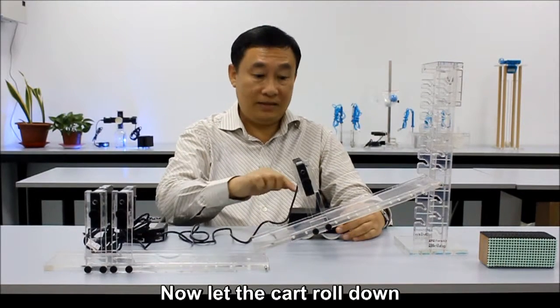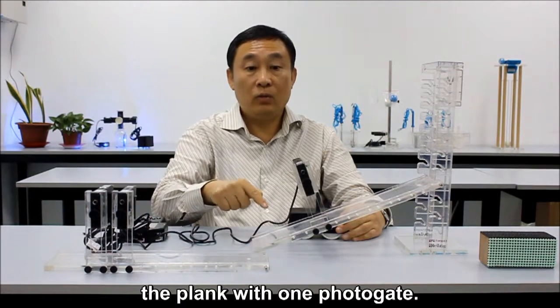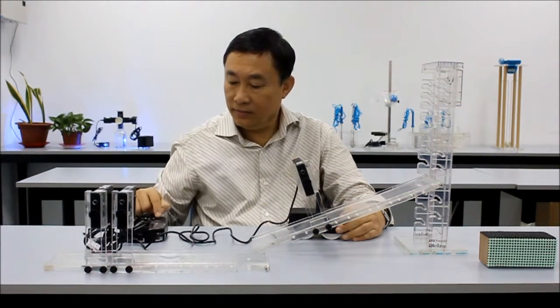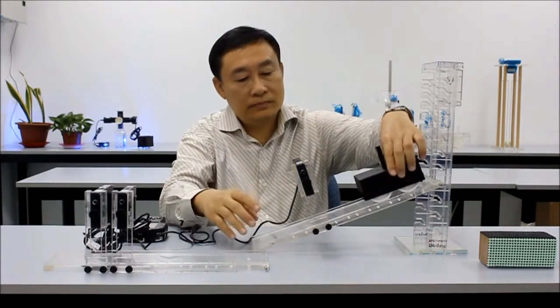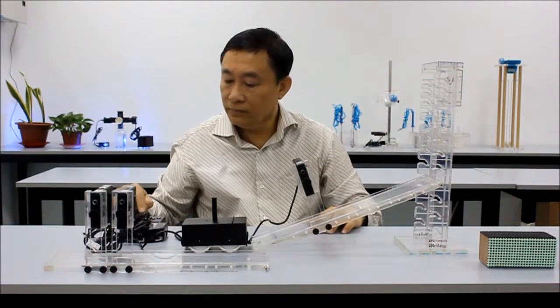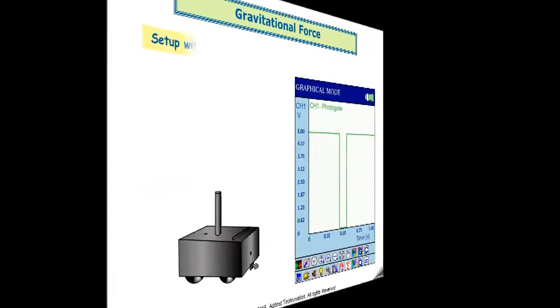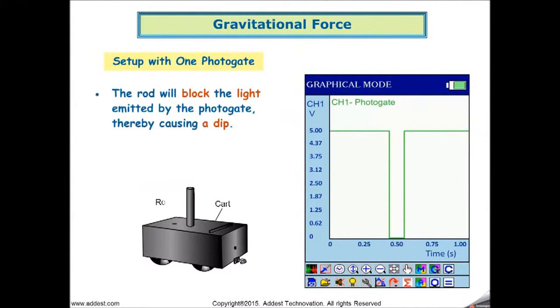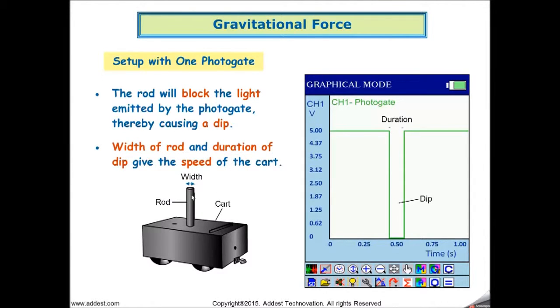Now, let the cart roll down the plank with 1 photo gate. As the cart rolls down, the rod attached to it will block the light emitted by the photogate, causing a dip in the photogate signal. The width of the rod and the duration of the dip enable us to compute the speed of the cart.